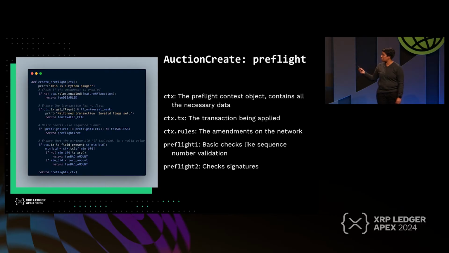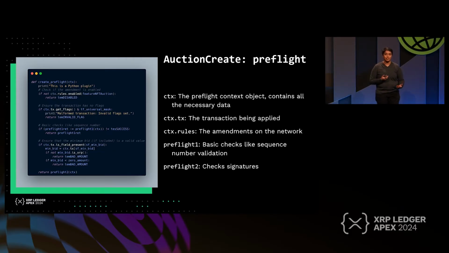So first off, we're passed in this object that's called CTX, short for context, which is basically all of the information that you're given in order to process this transaction. So that includes the transaction, it includes what amendments are enabled and all of that sort of thing. So first off, we want to make sure our amendment is enabled, our NFT auction amendment. If it's not enabled, then we want to throw an error because we don't want transactions to be submitting before an amendment is enabled.